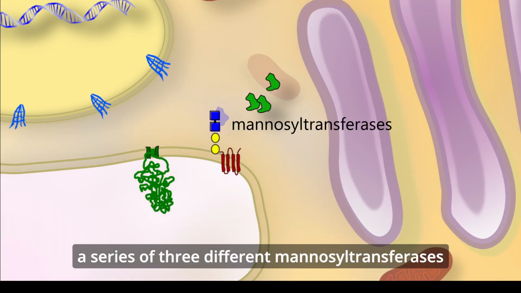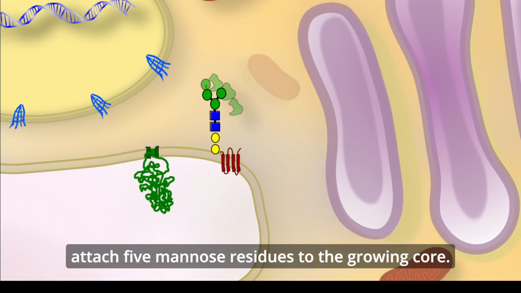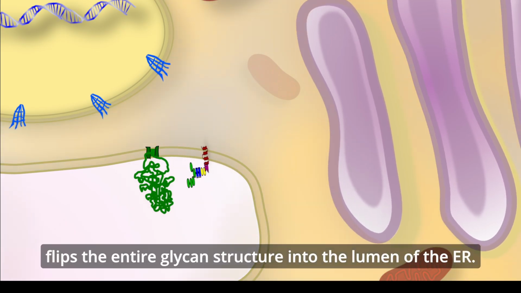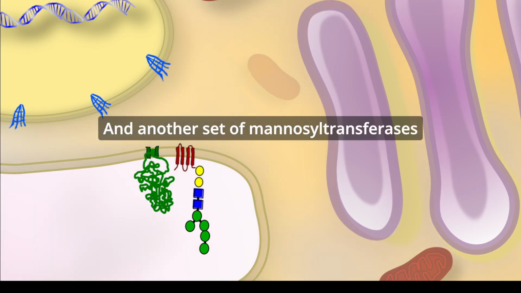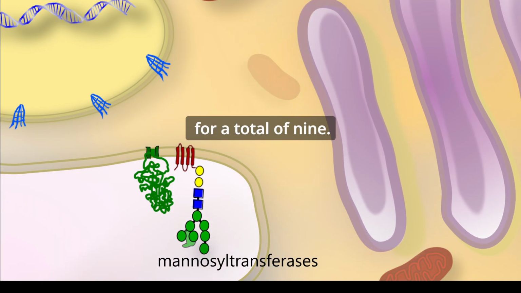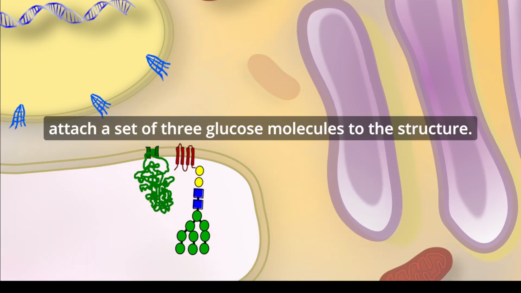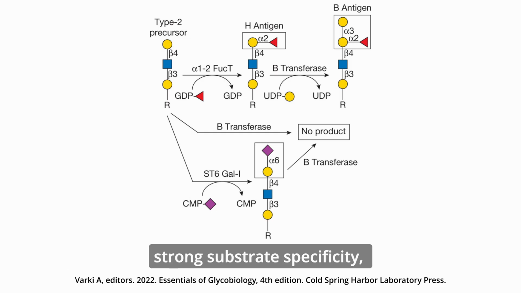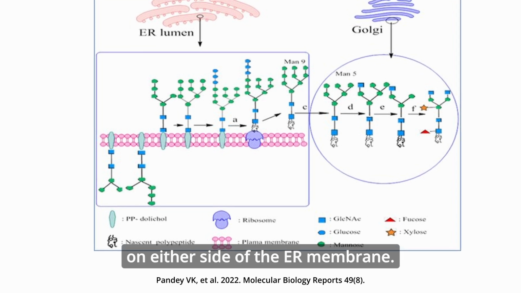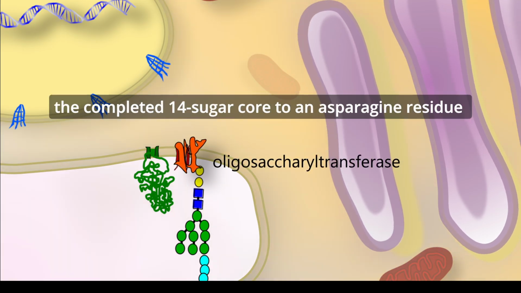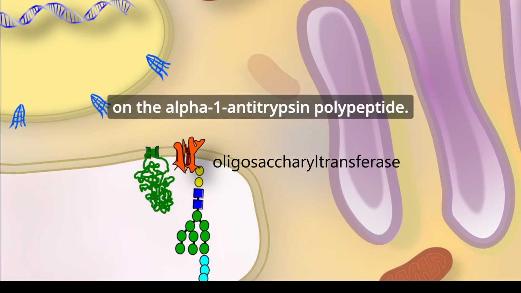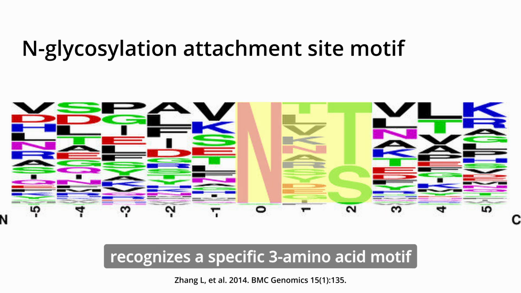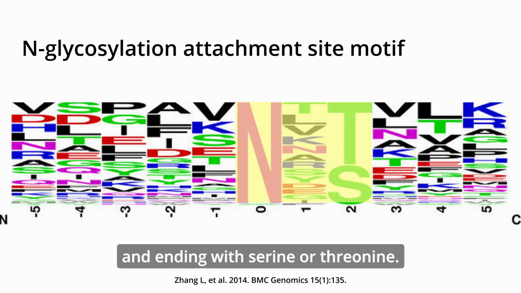In the next step, a series of 3 different mannose transferases attach 5 mannose residues to the growing core. At this point, an enzyme appropriately named flippase flips the entire glycan structure into the lumen of the ER, and another set of mannose transferases attaches 4 more mannose residues for a total of 9. Finally, glucosyltransferases attach a set of 3 glucose molecules to the structure. This complex process is coordinated both through strong substrate specificity as well as by the physical separation on either side of the ER membrane. An oligosaccharyl transferase transfers the completed 14-sugar core to an asparagine residue on the alpha-1 antitrypsin polypeptide. Oligosaccharyl transferase recognizes a specific 3 amino acid motif, starting with asparagine and ending with serine or threonine.